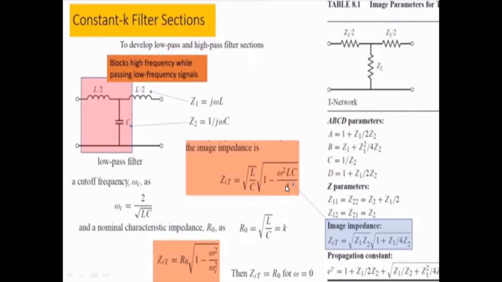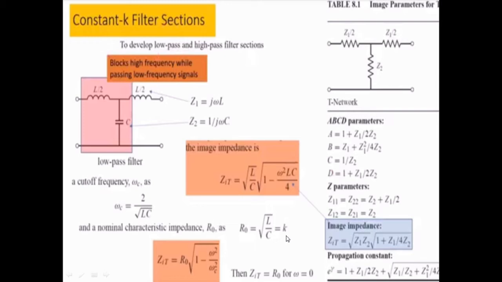So image impedance is IT equal to root of L by C into root of 1 minus omega square LC divided by 4. And another formula, the cutoff frequency omega C equal to 2 divided by root LC, and the characteristics impedance or the nominal impedance R0 equal to root of L by C which is equal to K. It's a constant. That's why the name constant K filter design.